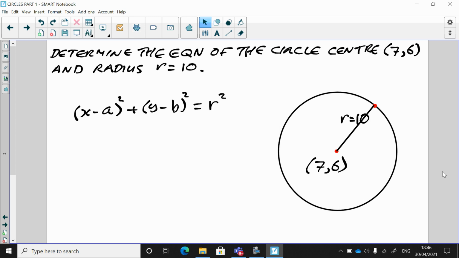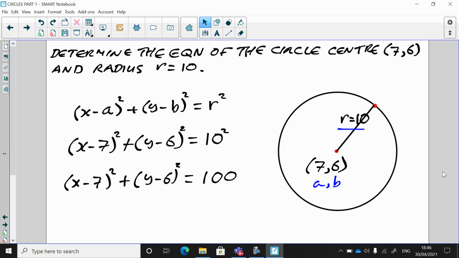So let's go and get that formula. X minus a all squared plus y minus b all squared equals r squared. A and b, that's 7, 6. Okay, r is 10. Put them in, and the only thing I need to do here is square up the 100. That's it. That's the equation of this circle. That will do me for now.